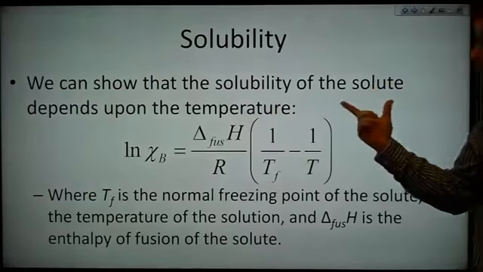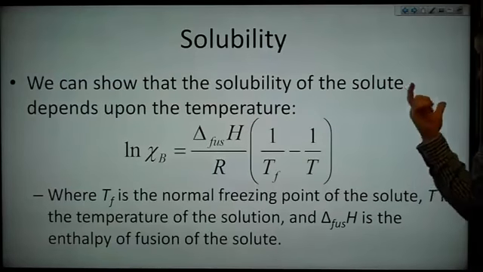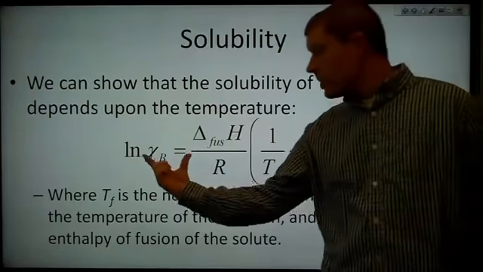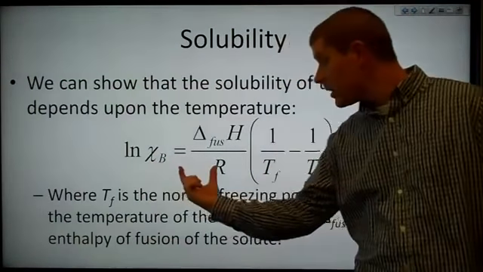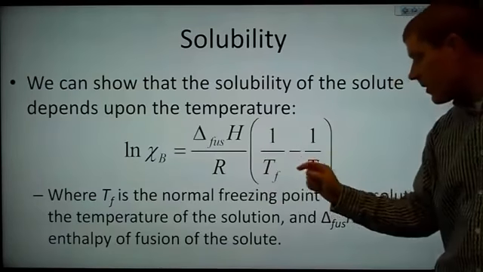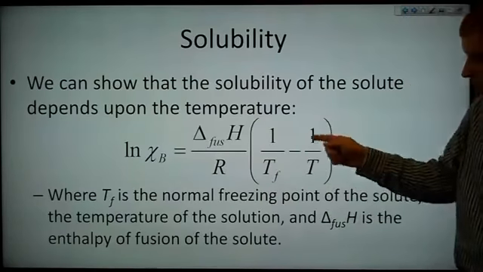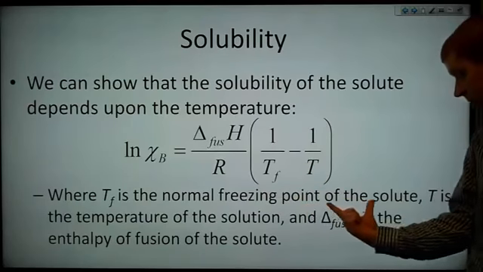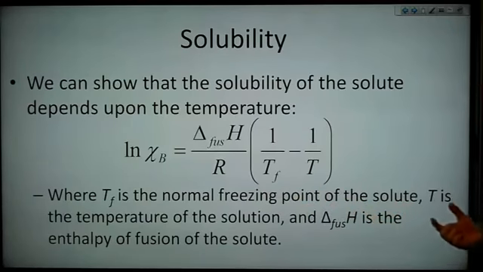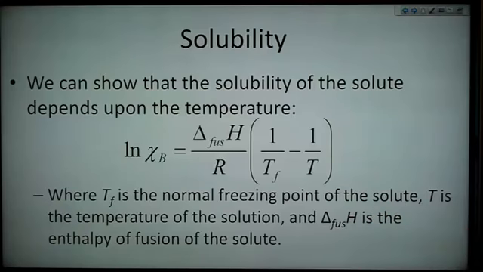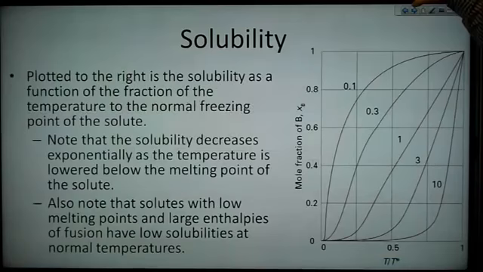So now we can show that the solubility of the solute depends on the temperature. And so we get an equation that looks something like this. So the natural log of the mole fraction of B is equal to the enthalpy of fusion of B divided by R times the quantity 1 over Tf minus 1 over T, where Tf is our normal freezing point of the solute, and T is the temperature of the solution, and the enthalpy of fusion here is the enthalpy of fusion of our solute.